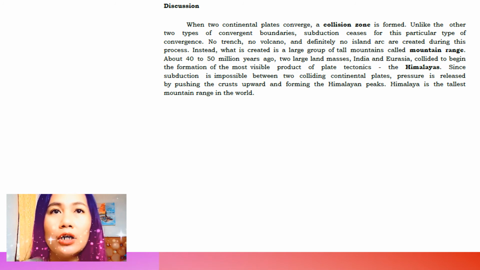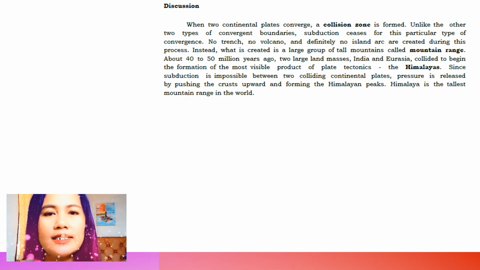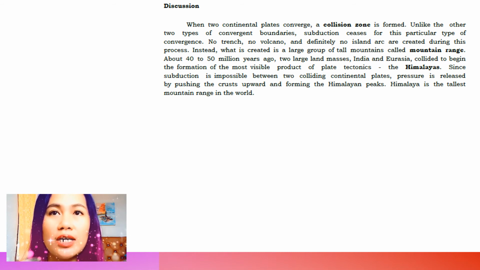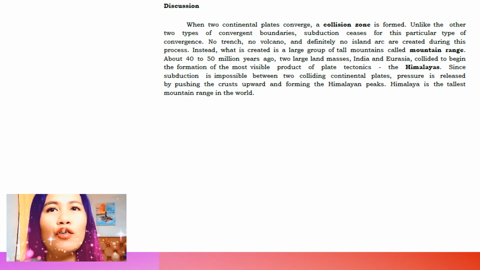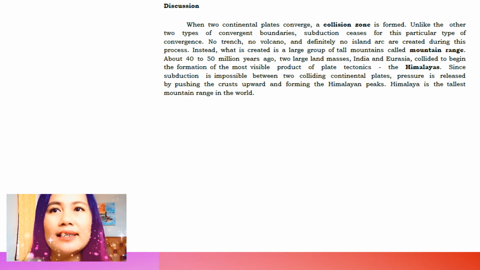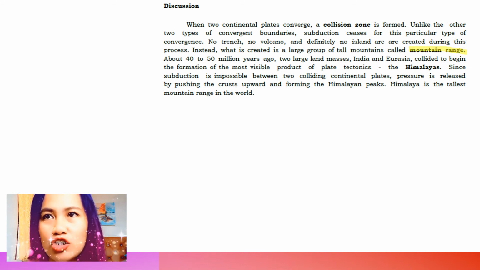Discussion. Kung ang duha ka continental plates will converge, a collision zone is formed. Unlike the other types of convergent boundaries, walay mahitabo nga subduction. Subduction ceases for this particular type of convergence. No trench, no volcano, and no island arc is created during the process. Instead, what is created is a large group of tall mountains. We call it as mountain range.